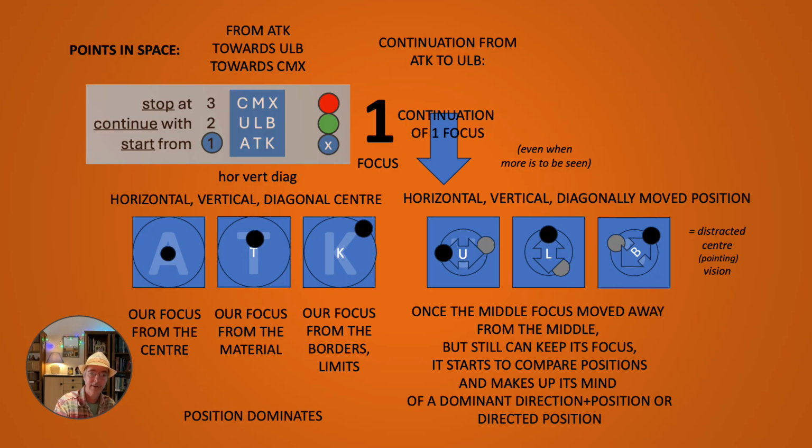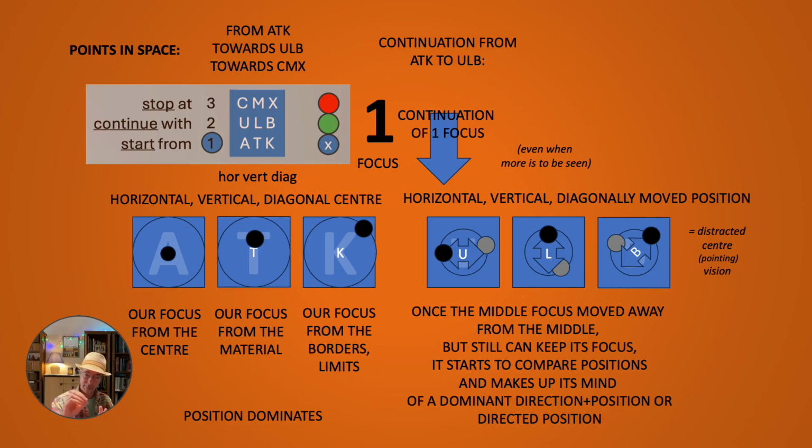So all the points in space are from A to T, K to U, L, B to C, M and X. These are all the positions within space that are possible. In the center point we have A, T and K. So that's where we can start from.